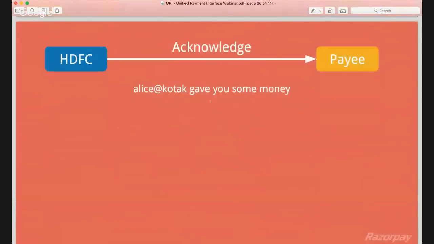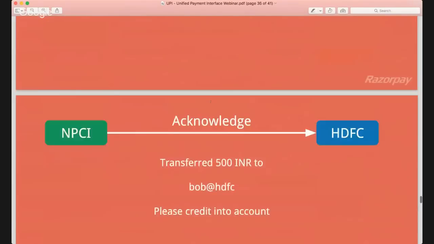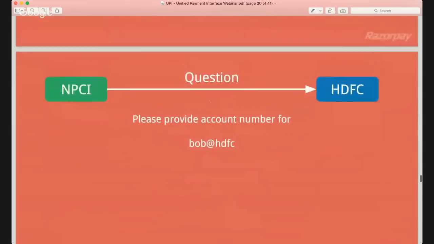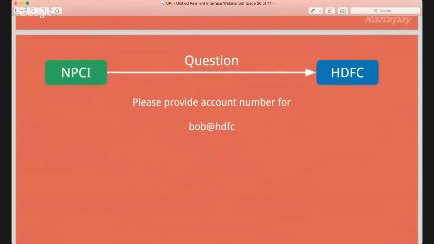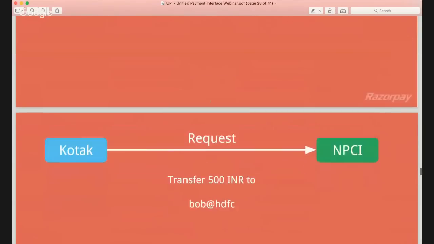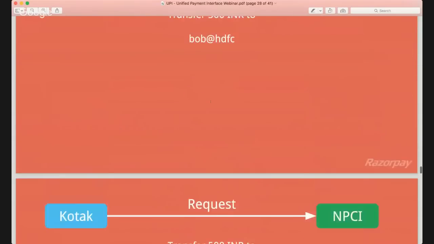And finally, the HDFC bank, which was the accepting bank, also tells the payee on the other side, Alice at the rate Kotak gave you some money. The important thing to note here is the part that UPI played in this was essentially over here in this query. Please provide bank account number for Bob at the HDFC. It allows a way to convert these bank-specific addresses to normal addresses. And it also allows a common interface for the banks to talk to UPI.